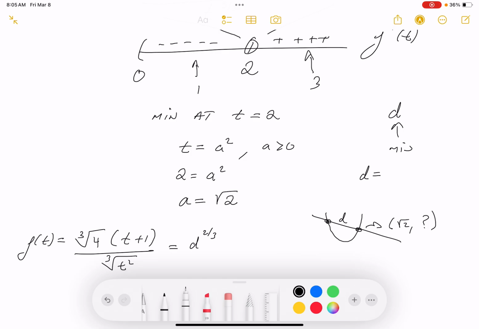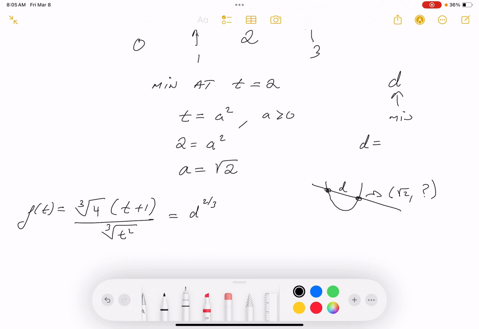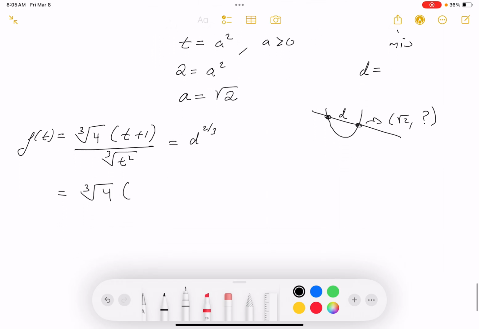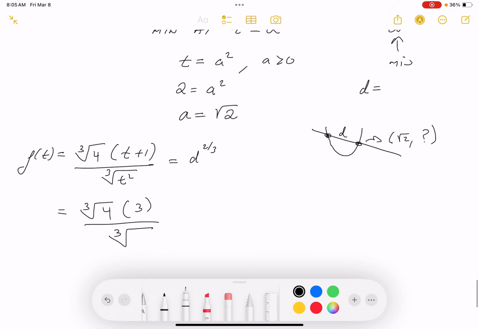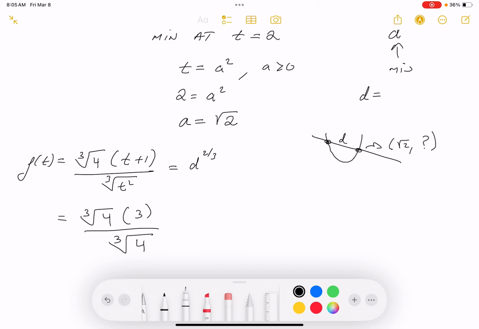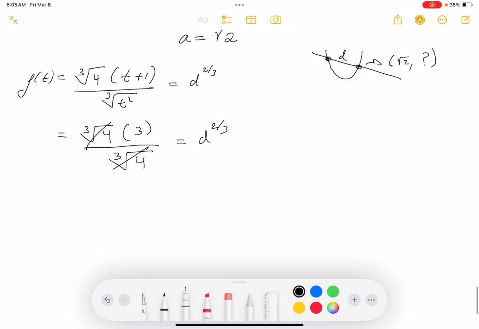All right, let's see if we can figure it out. What I find out for my t was 2, right? Doesn't look that bad, by the way. So cube root of 4, the t is 2, right? So it's 3. The cube root of t squared would be what? If t is 2, that's 4. Boy, isn't that convenient. This cancels off. And what do you have here? 3 equals d to the 2/3.